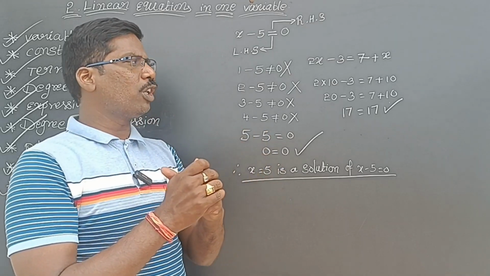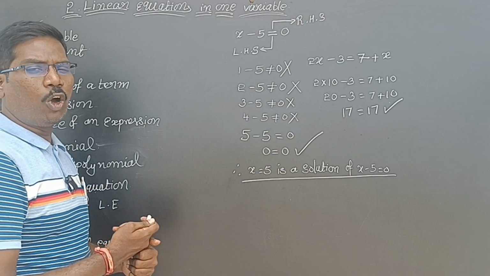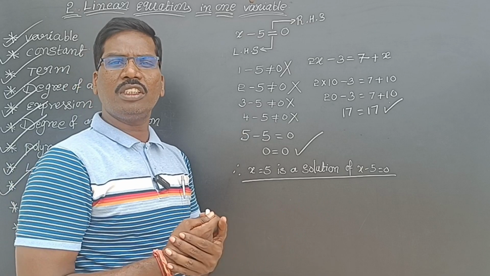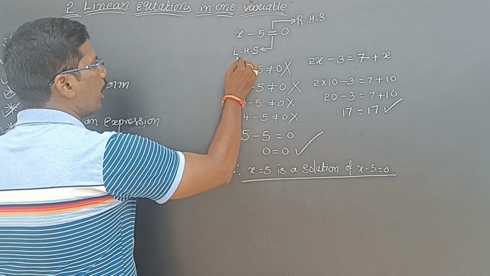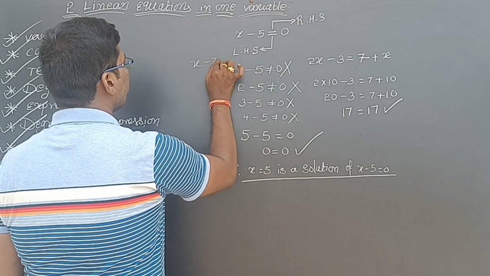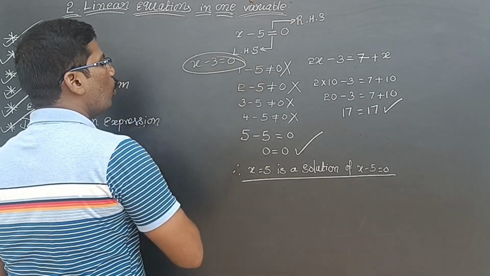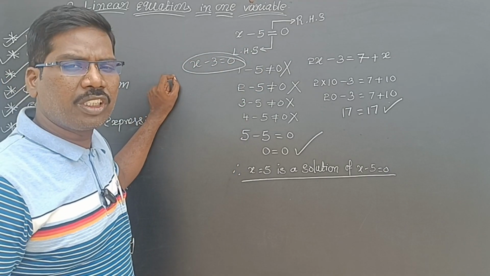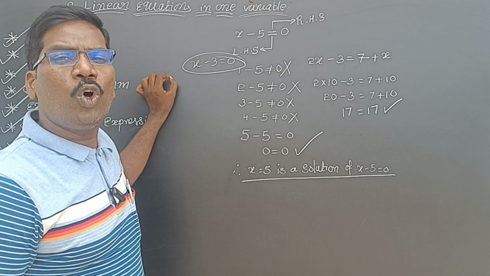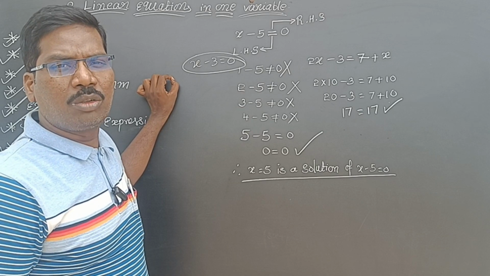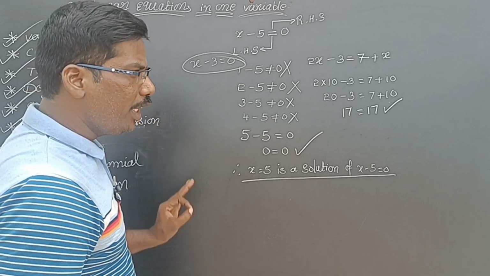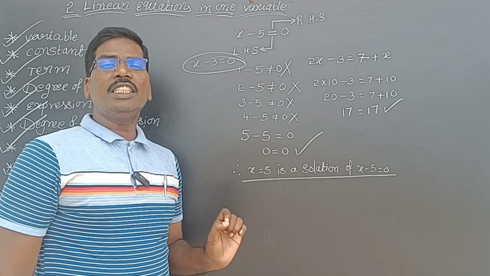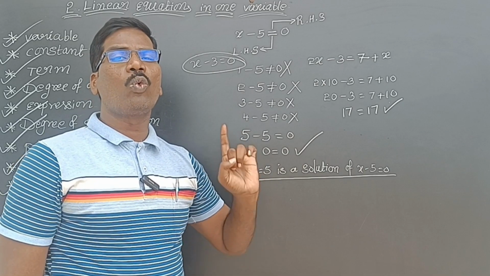And if you clearly observe, how many solutions will there be for a linear equation? Only one solution, a unique solution. See here, if I take x minus 3 is equal to 0, only 3 will satisfy this equation. Other than 3, no value will satisfy this equation. Means it is having a unique solution. So a linear equation in one variable has a unique solution, or one solution.